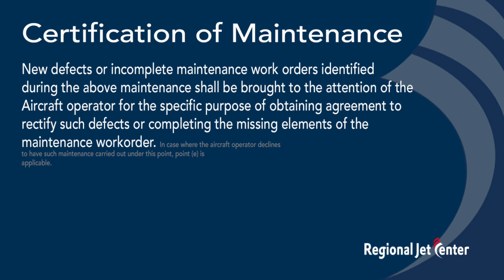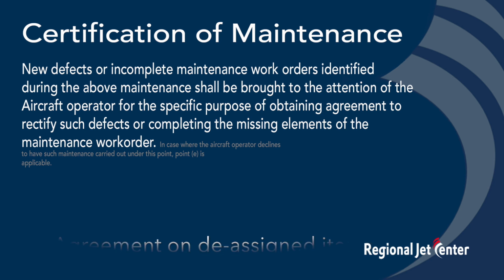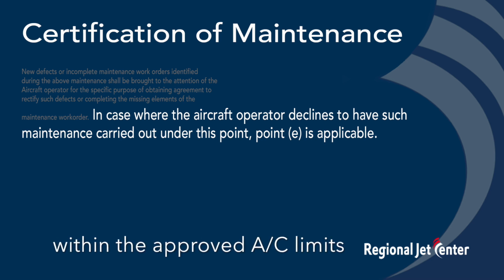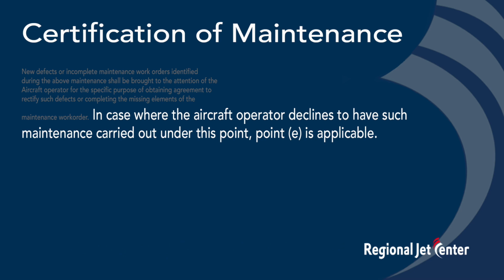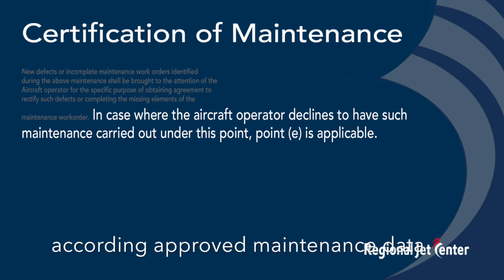The first sentence in Part C refers to Part A in the last video. Here we focused on all ordered maintenance that has been carried out. This included the agreement of the operator on the assigned and open items, also known as the exemption list. The second sentence means that if the operator does not want you to carry out the open work, you may issue a release to service, but only within the approved aircraft limits. This shall be entered in the release to service document. Approved limits are limits mentioned in the dispatch deficiency guide, or given by the aircraft manufacturer in the form of an ETD, or any other form of approved maintenance data.